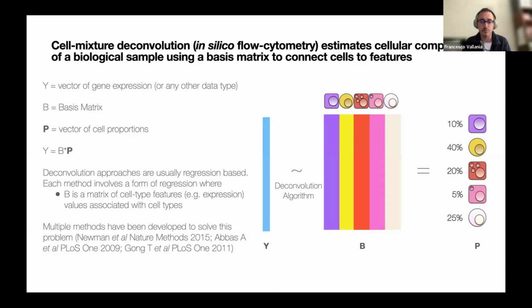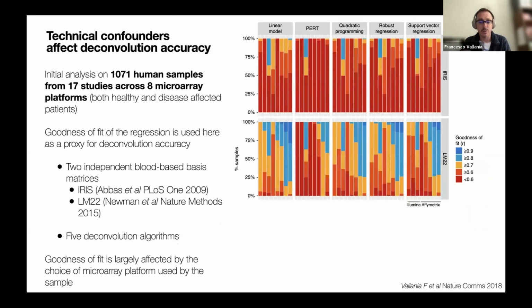And so there were two matrices of gene expression signatures between different cell types. One is called Iris, one was called LM22, and there were 5 different algorithms that can be used. There are different regression algorithms that can be used for this type of approach. And what you can see in this particular plot is that we have different levels of accuracy. Most of it is pretty low. Everything looks pretty much red if you look at it. But there's also a lot of differences between different columns, which represent different experimental platforms that have been used to measure the levels of RNA molecules for each of these samples.